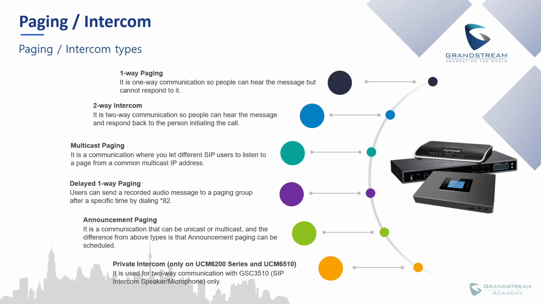Private intercom is a paging type that is meant to be used with Grandstream GSC3510. In a private intercom, the initiator can be heard by all parties. The initiator can hear only one of the intercom members, which is determined by whose audio is initially detected. Audio from other members cannot be heard until the first responder is done talking. Intercom members can hear only the initiator's audio and no other intercom members.